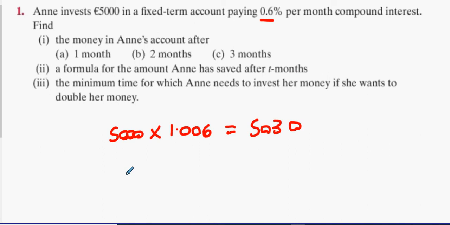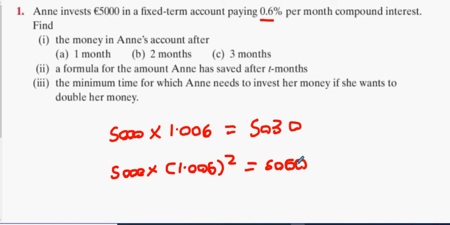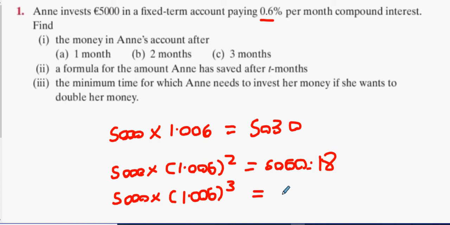What about 2 months? How many times would you need to multiply by 1.006? Twice. And how much is it after 2 months? €5,060 and 18 cents. How many times would you need for 3 months? Anybody? Come on. 3 times. All you're doing is increasing it by 0.6% each time, and you get 5,090.54. We all cool with that?